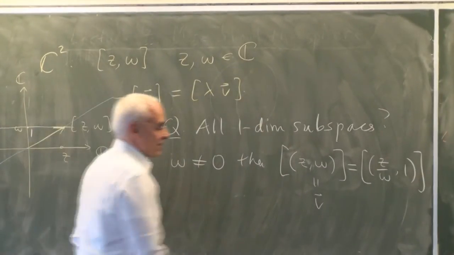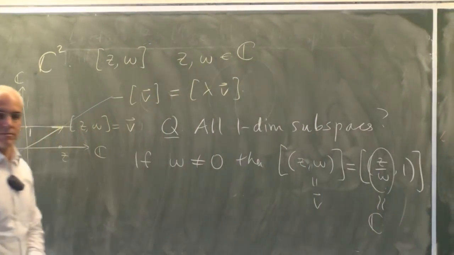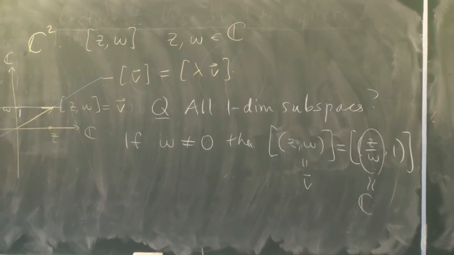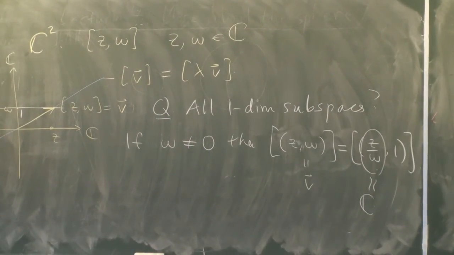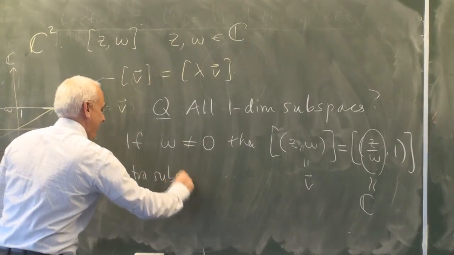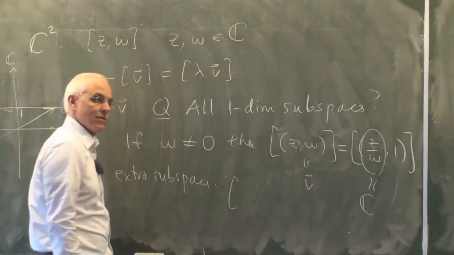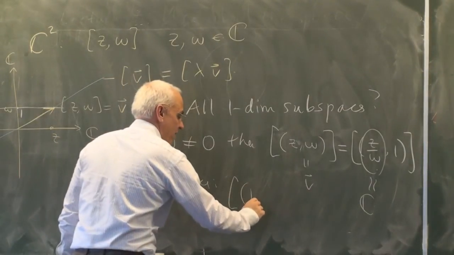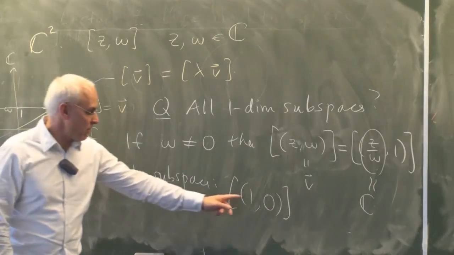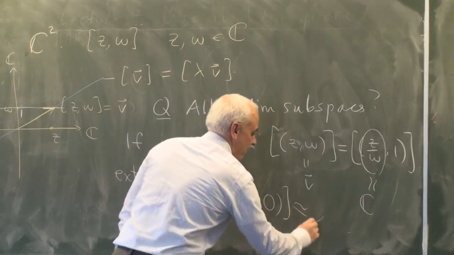So all those subspaces are indexed simply by a single complex number. Most subspaces are of that form. But there's one extra subspace that is not included, and that is the line through the point (1, 0). And you can multiply that by any complex number. All right, so that's our point at infinity.